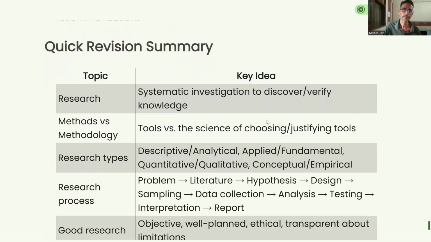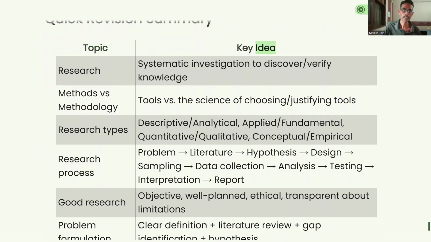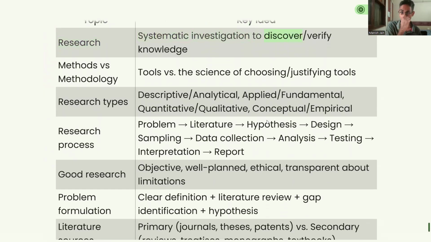Quick revision summary. Key idea: research is a systematic investigation to discover and verify knowledge. Methods versus methodology: tools versus the science of choosing and justifying tools. Research types: descriptive, analytical, applied, fundamental, quantitative, qualitative, conceptual, empirical. Research process: problem → literature → hypothesis → design → sampling → data collection → analysis → testing → interpretation → report.